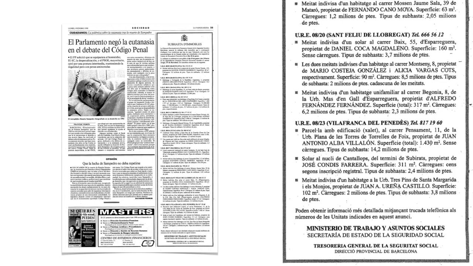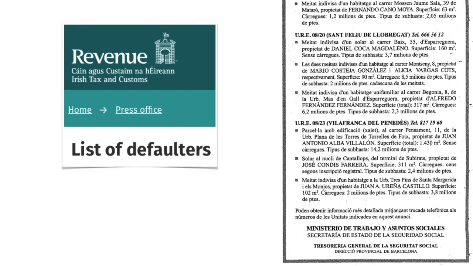One of these properties was owned by a Señor Costeja González, who owed the Social Security Agency some money, and his name appeared in the ad. Now, it's not clear whether his name was published as part of a name and shame campaign to deter tax fraud. That happens in some countries. In Ireland, for example, the Revenue Service does that.